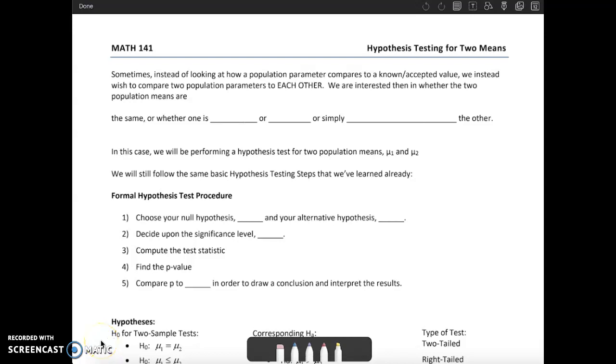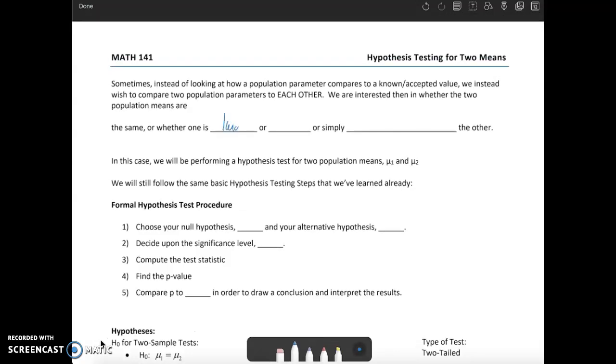In this section, we're going to be talking about hypothesis testing for two means. Sometimes, instead of looking at how a population parameter compares to some known or accepted value, we instead wish to compare two population parameters to each other. In this case, we're interested in whether the two population means are the same or whether one is larger or smaller, or simply not equal to the other.